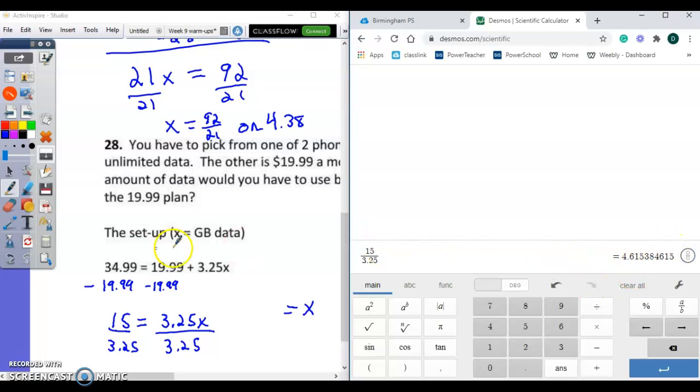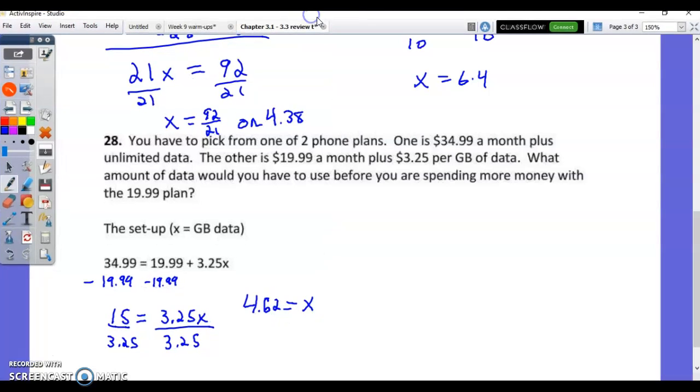So however you want to do it. Since we're dealing with decimals, I like to keep it as a decimal answer. So I'll call that 4.62. All right, so that would be your answer. The amount of data that you would have to use before spending more money with the 19.99 plan would be 4.62 gigabytes of data.